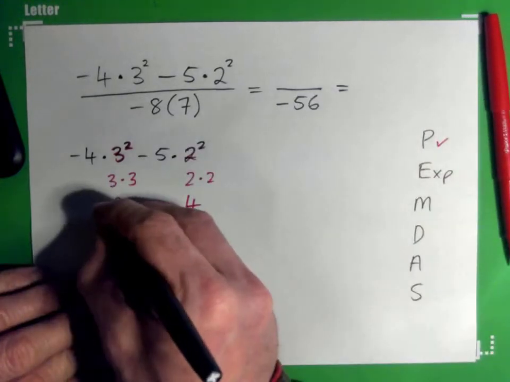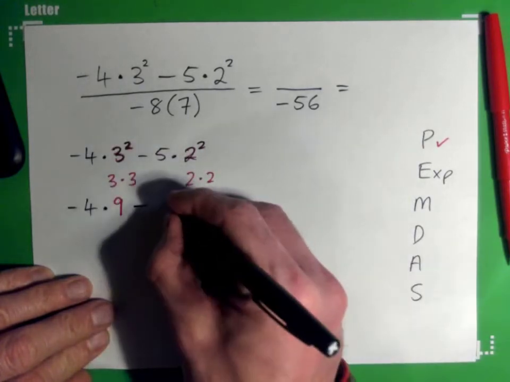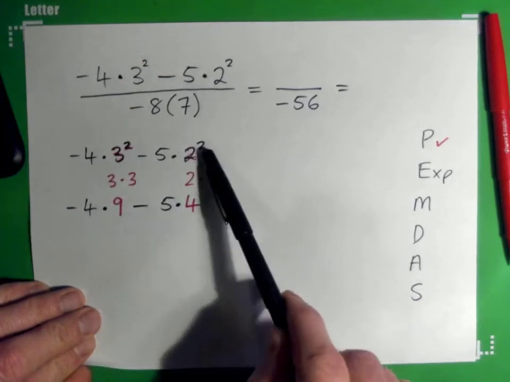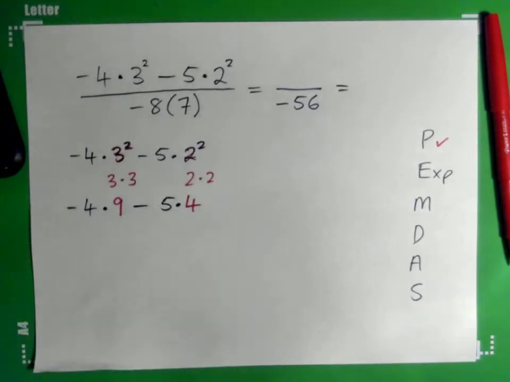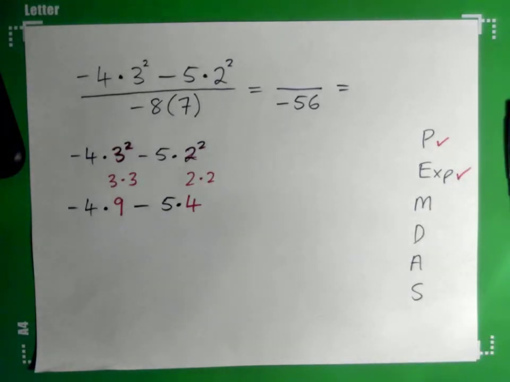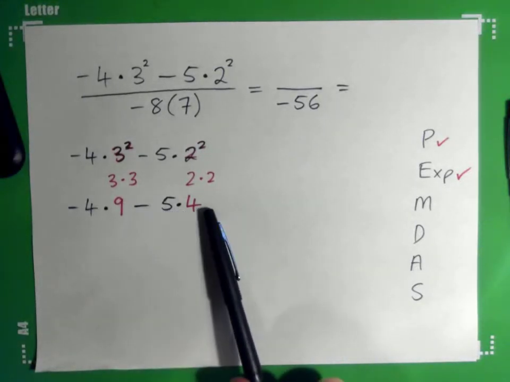Just write everything out as it was, but we've done the exponents. The 3 squared became 9. The 2 squared became 4, right? So our exponents are done. Okay with that? Yes. Okay. Now we have negative 4 times 9 minus 5 times 4.